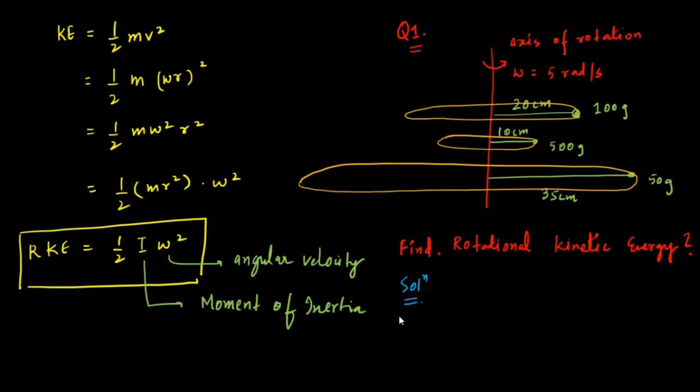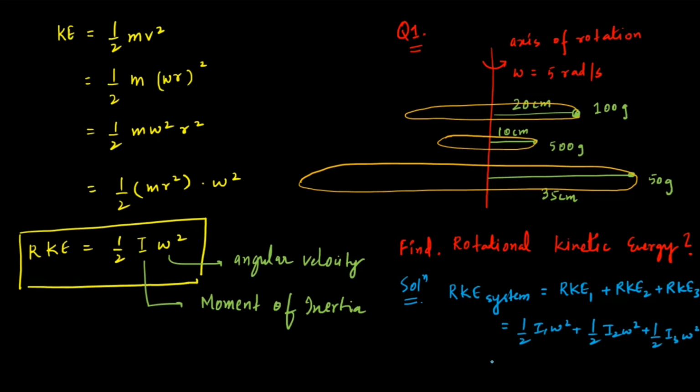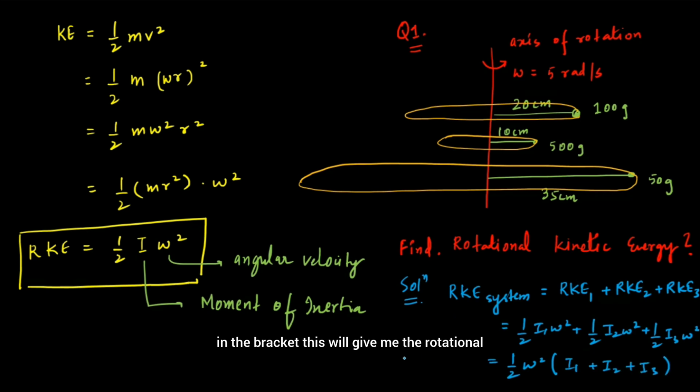See, whenever you are solving such questions, either you have to find velocity and plug it into the relation half mv square, or you can use half I omega square as well. But here you have to find out omega as well as I for individual masses. So the rotational kinetic energy of the system equals the rotational kinetic energy of the first particle plus the second particle plus the third particle. For the first particle, I can write half I1 omega square. For the second, half I2 omega square. For the third, again half I3 omega square. You can take out half omega square common, with I1 plus I2 plus I3 in the brackets. So this will give me the rotational kinetic energy of the system.